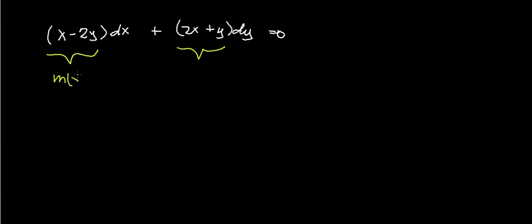We have M as a function of x and y dx, and N as a function of x and y dy is equal to 0. So let us solve this using the coefficients of a homogeneous. Hence, we need to let the substitution.